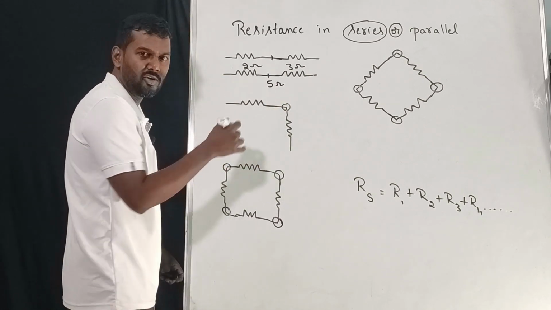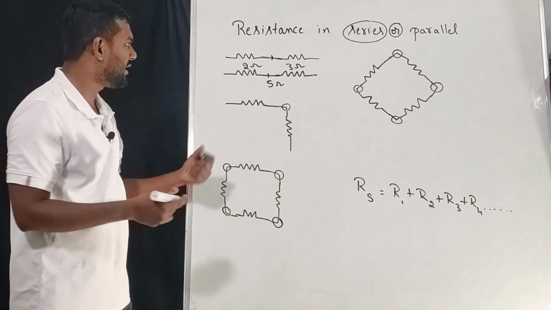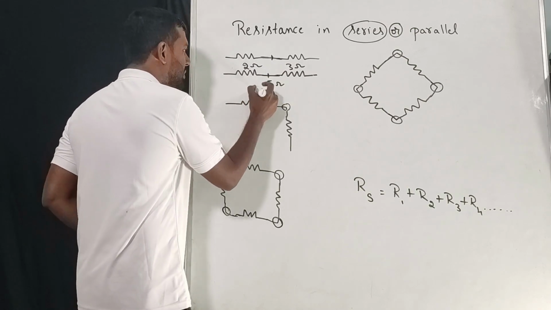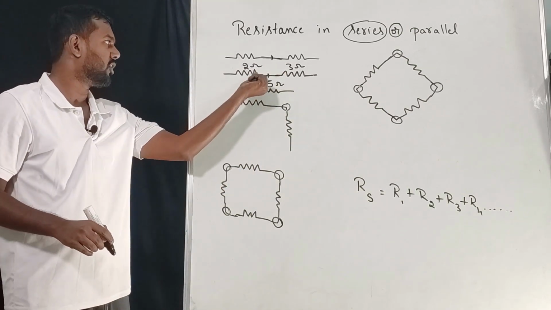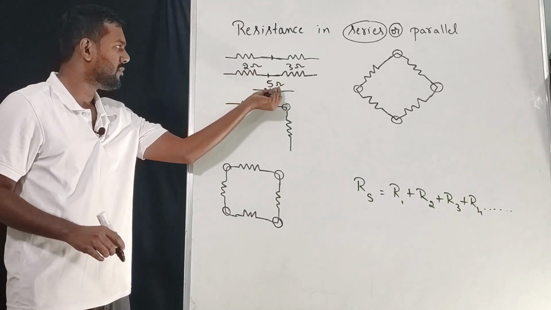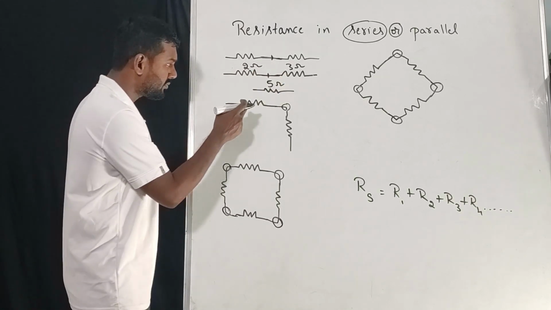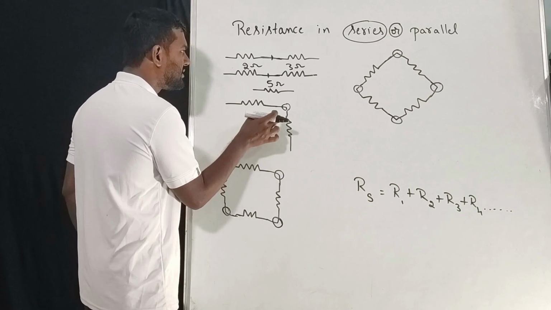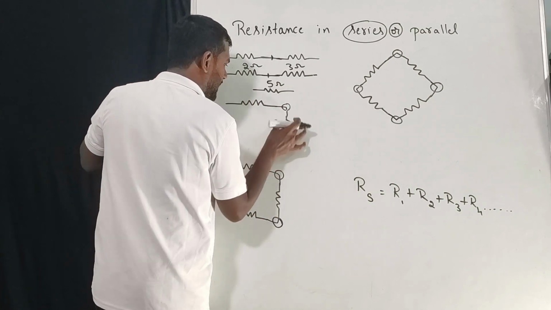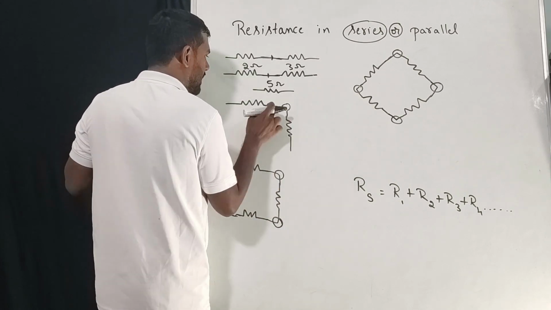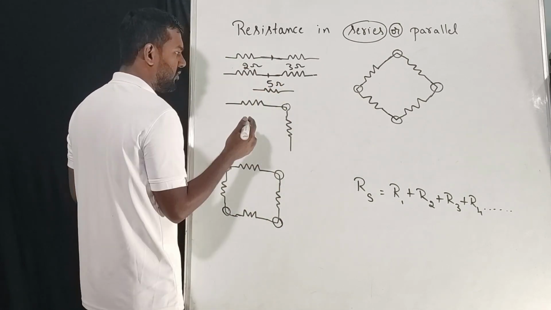See, once we add it, you know what happens? Once we add it, these two resistances will become one resistance. Next, see, this connection is exactly like this one only. If I extend like this, if I move this resistance like this, the connection is the same as this one only.